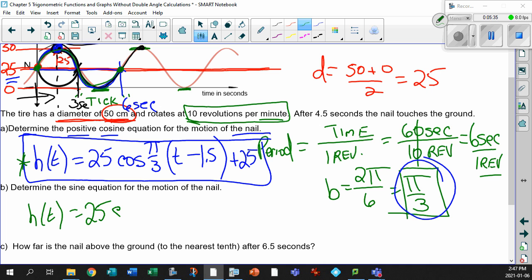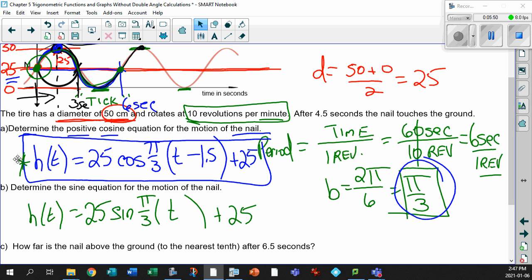Everything's the same, but now you're going to go sine. There's your pi over 3. Notice that there's no shift because you're starting right here at 0, so that's just time. And of course, your d value, which was plus 25. Boy, that makes it nice and simple now, doesn't it?